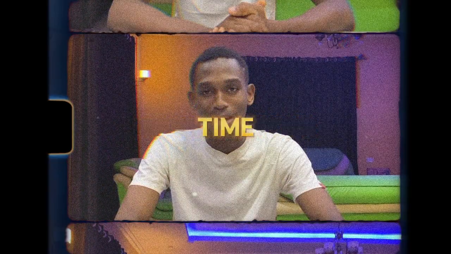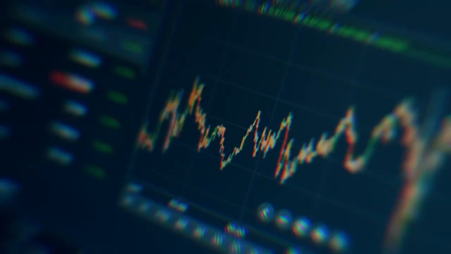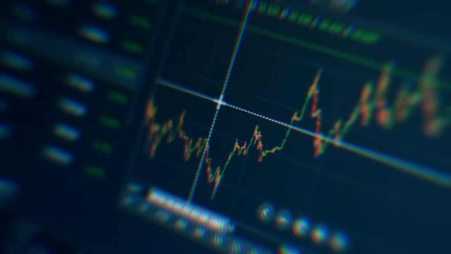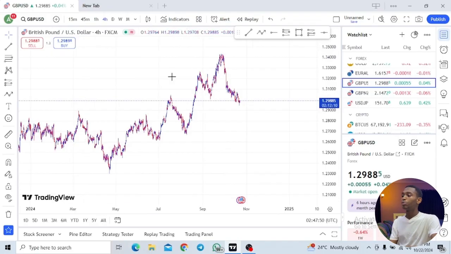I'm not here to waste your time. I'm here for the real deal. Now, the set and forget strategy has many denominations, one of them being the top-down analysis, another one being price action, and then another one being area of interest. So this is GBP USD, and like I said, first things first, the top-down analysis.